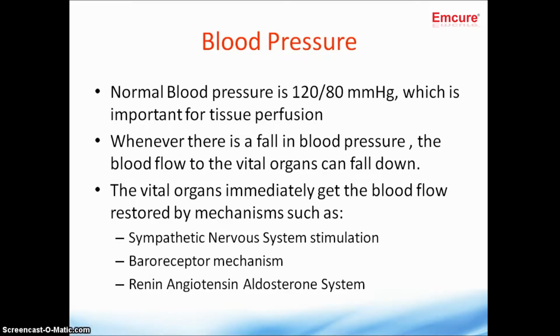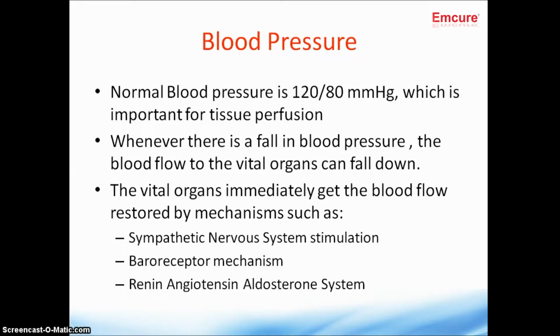Whenever there is a fall in blood pressure, the blood flow to the vital organs also falls down. That's very crucial. So, the vital organs immediately get the blood flow restored by various mechanisms. What are these mechanisms which we need to know? Well, the first and the most important is the sympathetic nervous system stimulation.